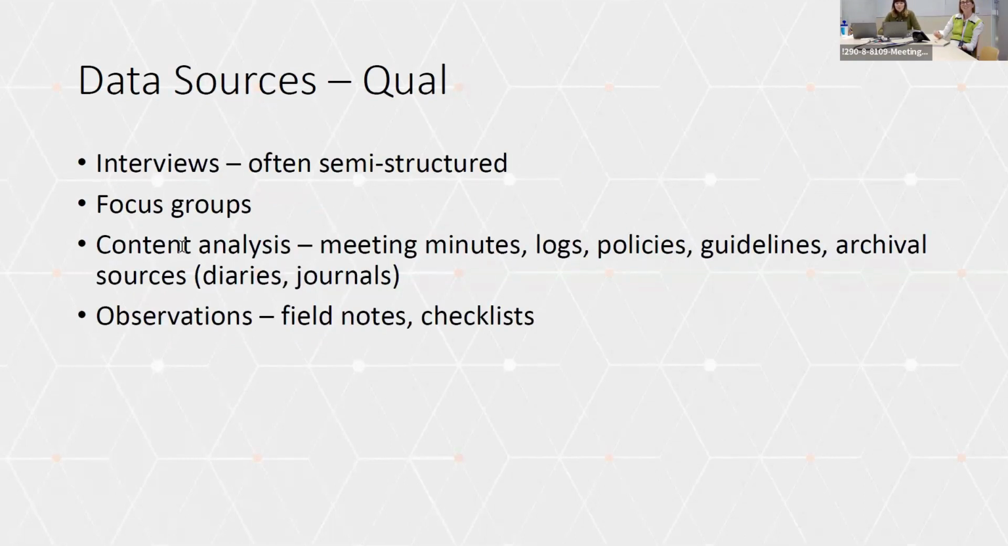For qualitative data, your data sources are typically going to be interviews, focus groups. You could do a content analysis, so looking at meeting minutes, policies, guidelines, diaries and journals of patients, or you could do observations. So that would be your field notes or checklists, watching. And observations are interesting because you can even observe clinical teams while they're implementing the intervention. And that can be really useful to see if there's some barrier you didn't know about beforehand. Maybe there's not enough time, or maybe they don't like using the intervention.